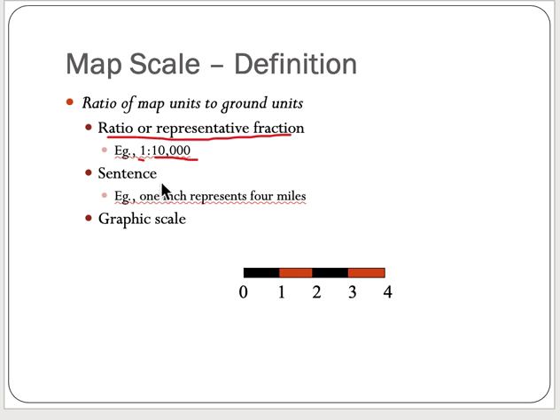You could also have a sentence or verbal map scale. For example, 1 inch represents 4 miles. And then lastly, your third type of map scale is the graphic scale. You can see here, this is an example of a graphic scale. It is represented by a line graph. So here is the distance of one. Your map will tell you if this is in miles or kilometers. So 1 mile, and this whole distance is 4 miles.